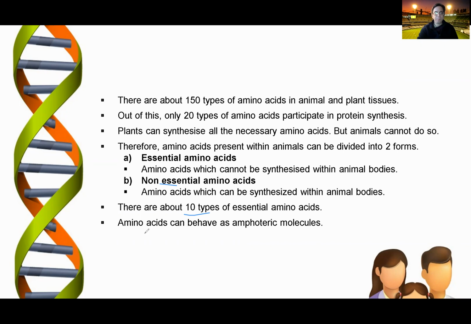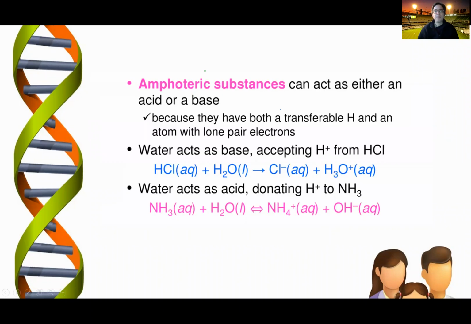When we're talking about what sort of chemical properties amino acids have, some of them can behave as amphoteric. Now, what does that actually mean? Amphoteric basically means an amino acid can act as either an acid or a base, meaning it's got a transferable hydrogen proton and an atom with a lone pair. The examples here are hydrochloric acid and water.